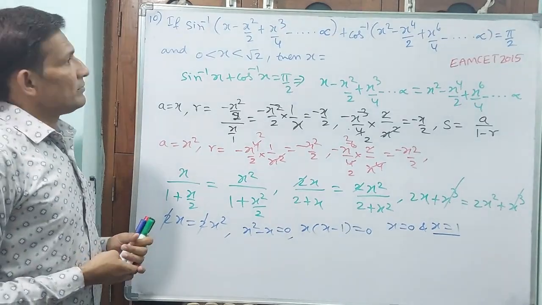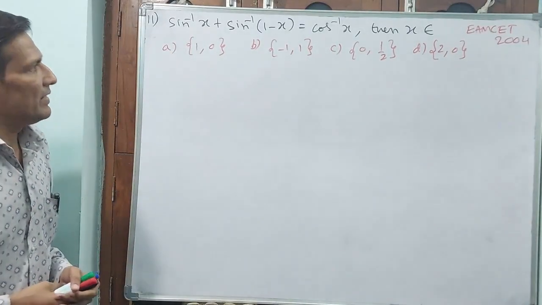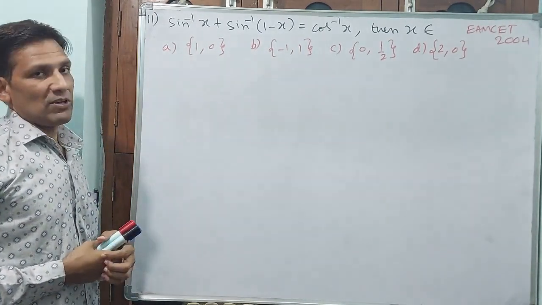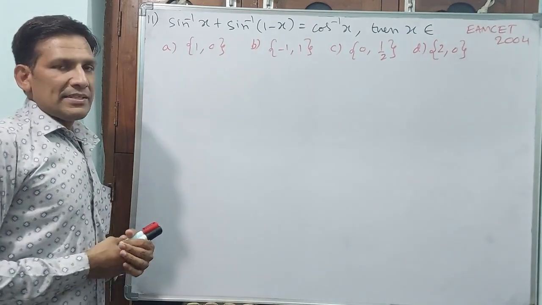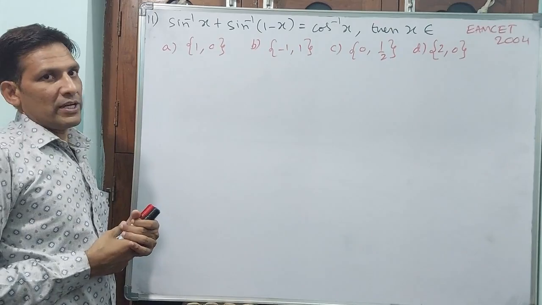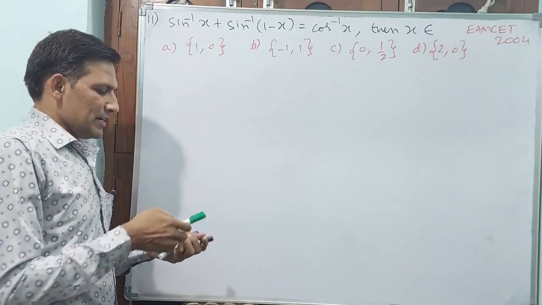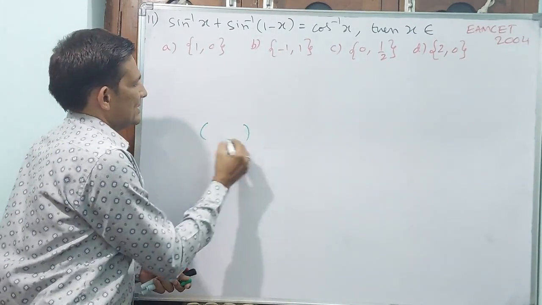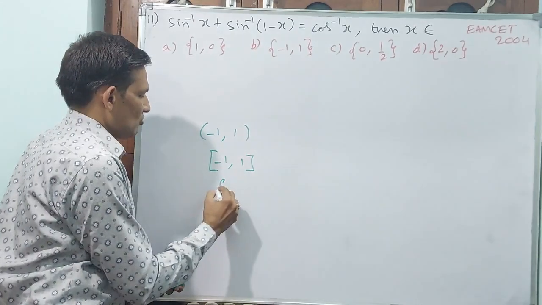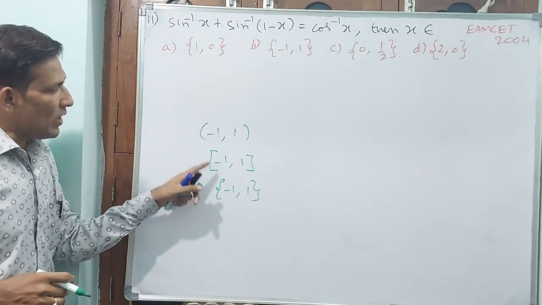Now, let us go for the next question. See, question number 11. Sin inverse of x plus sin inverse of 1 minus x is equal to cos inverse of x. Then what is the set of x? x belongs to two values they have given. This is a set, which means only these two values have to be taken. See, these are different: minus 1 to 1, minus 1 to 1, minus 1, 1. These two are limits.